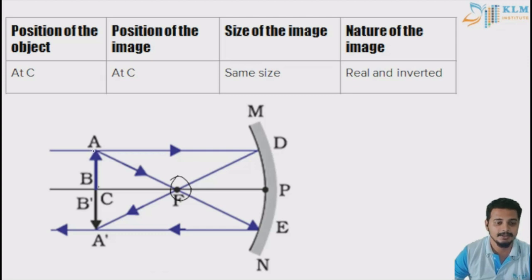And the incident ray, if it passes through the principal focus, then the reflected ray should be parallel to the principal axis. You can see both are going in the same direction and meeting at this point. So the arrow tip comes here. So it is just real and inverted. It is the same size. It is at the same location. It has the same position. It is formed at C.